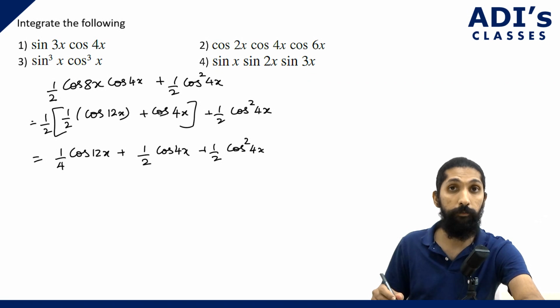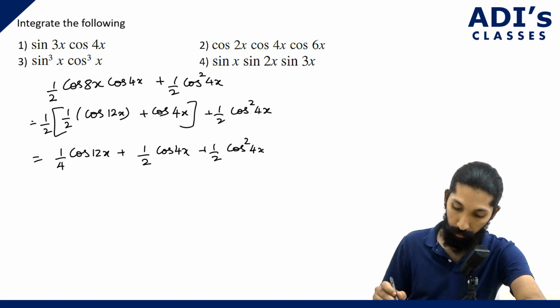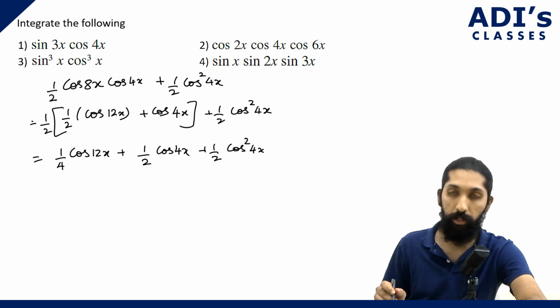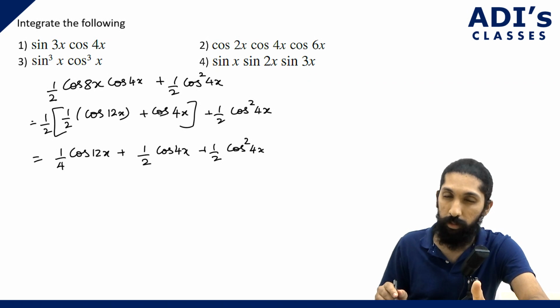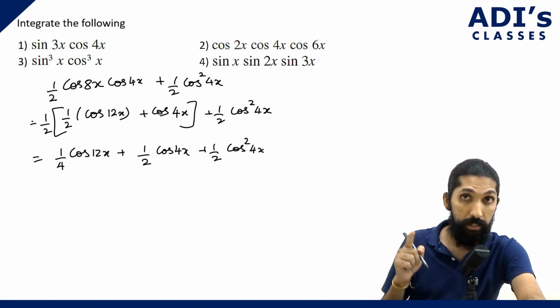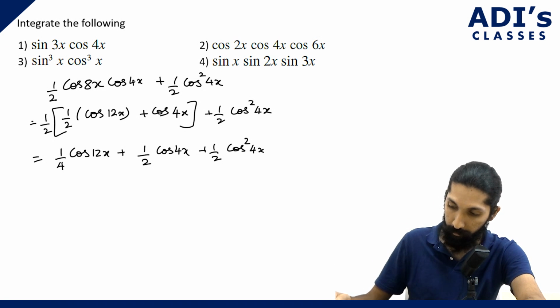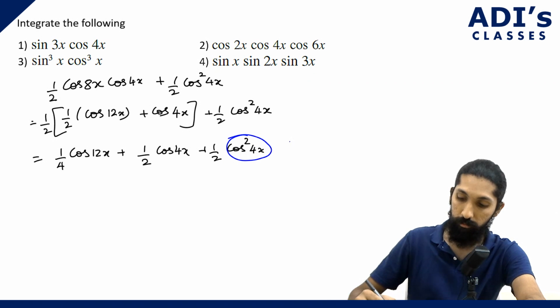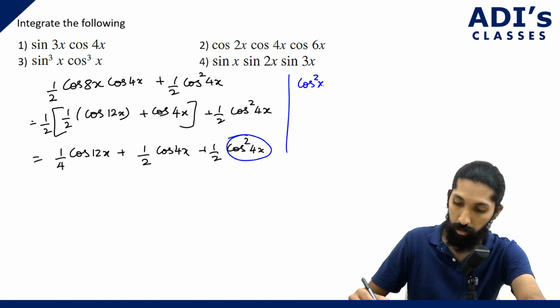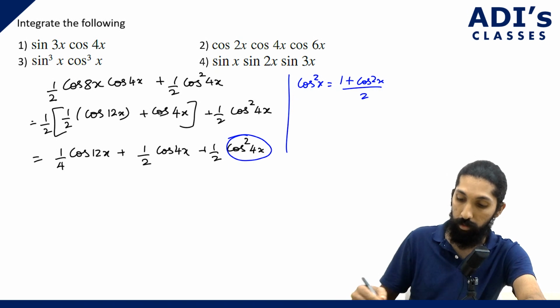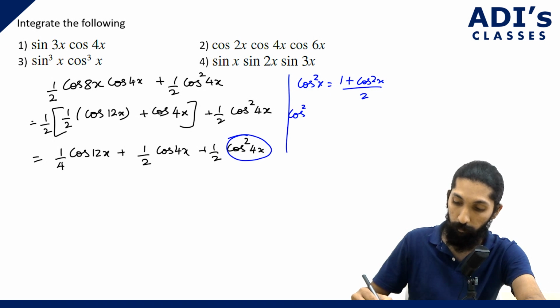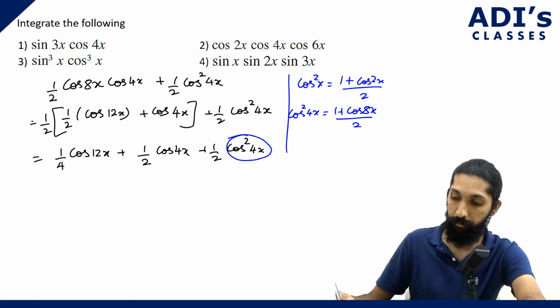Here you can take half of cos 4x as common. But even if you do, you'll get 1 plus cos 4x, and you can't do anything with it. Instead, what you can do is, when you have cos square x, cos square x is 1 plus cos 2x divided by 2. So here you have cos square 4x as 1 plus cos 8x divided by 2, because cos square x will give us cos 2x.